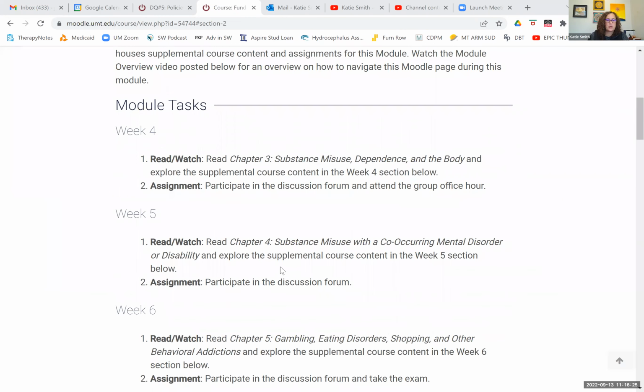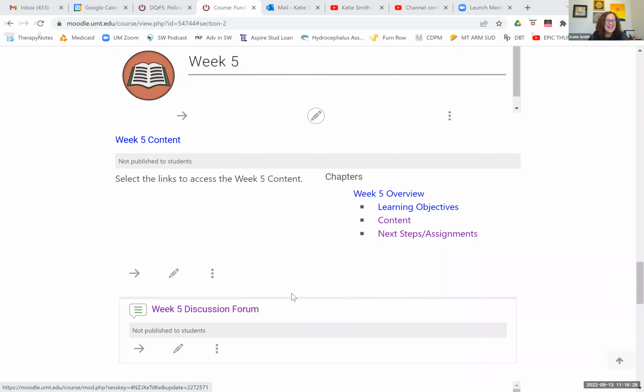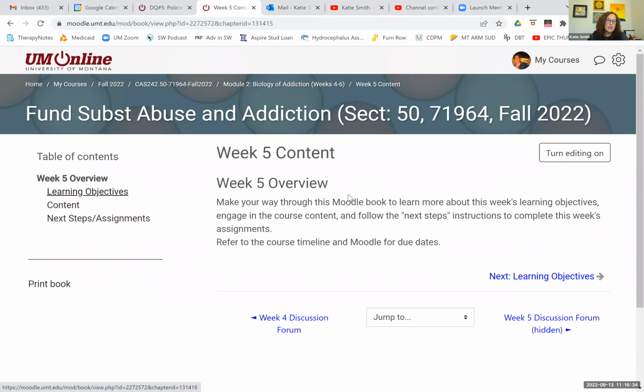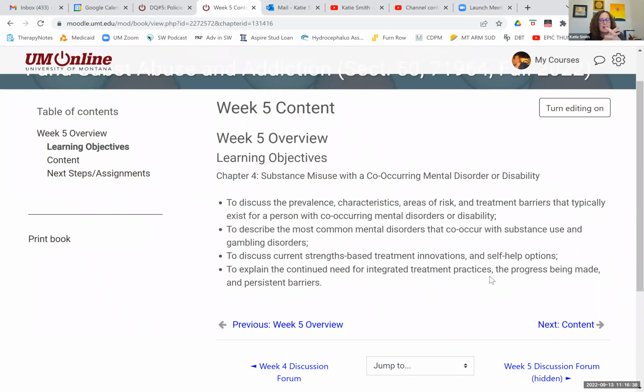So let's check out what we're doing this week. We're going to scroll down to the week 5 content and look at our week 5 Moodle book. Our learning objectives: by the end of the week, you should be able to discuss the prevalence, characteristics, areas of risk, and treatment barriers that typically exist for a person with a co-occurring mental disorder or disability. Describe the most common mental disorders that co-occur with substance use and gambling disorders. Discuss current strengths-based treatment innovations and self-help options, and explain the continued need for integrated treatment practices, the progress being made, and persistent barriers.